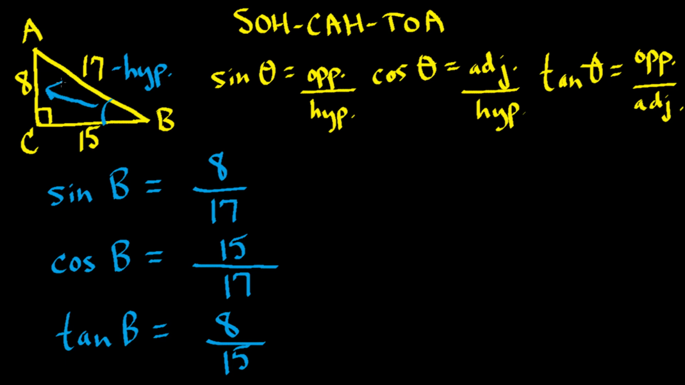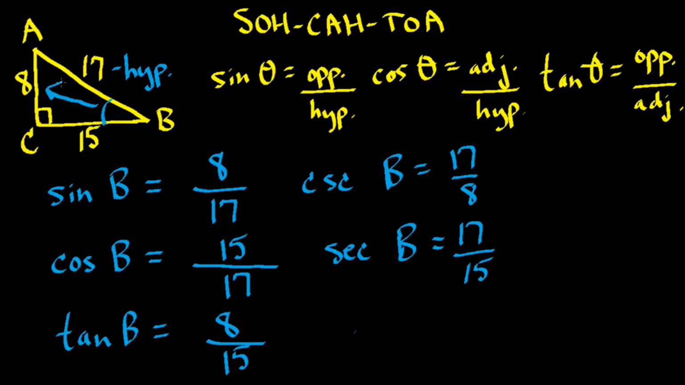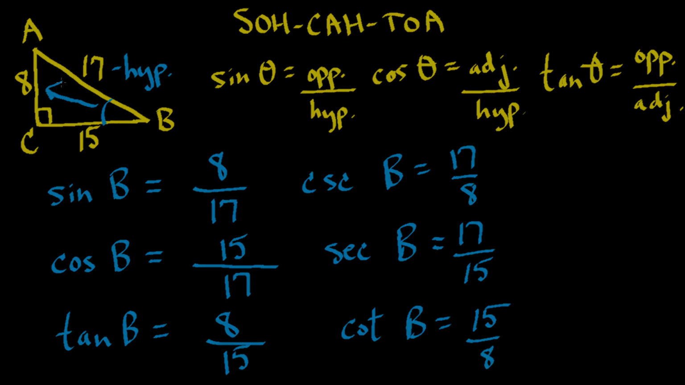Once again, we can do the reciprocal functions of these by just flipping the fraction upside down. So cosecant of angle B will be 17 over 8. Secant of angle B is 17 over 15, and cotangent of angle B is 15 over 8.